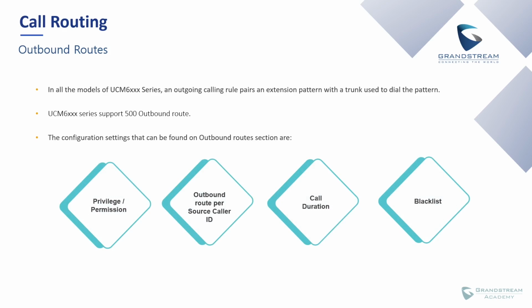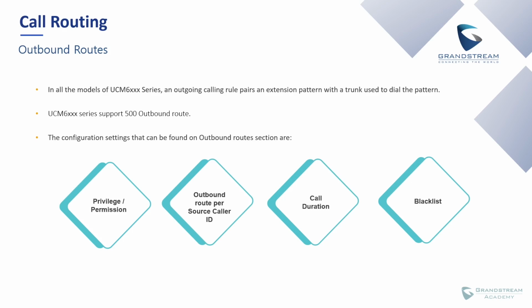We should also note that there are two methods to manage the outbound route: privilege level and source caller ID filter. Basically, these two options are used as two ways to control outbound route permissions to decide which extensions are allowed to use the outbound rule to call external numbers. Some restrictions can be set as well.